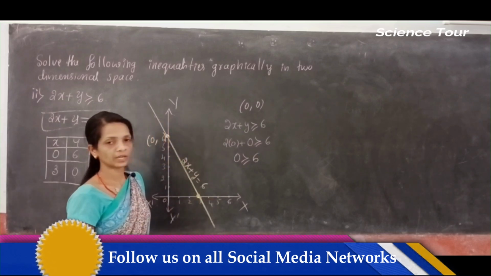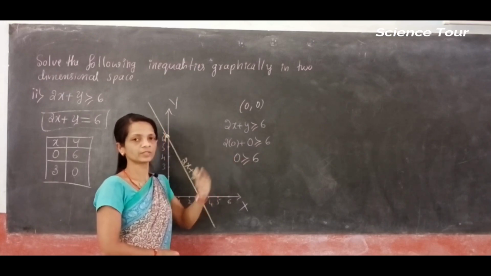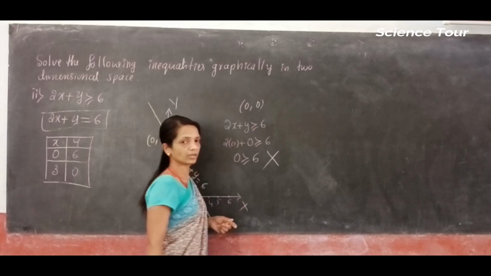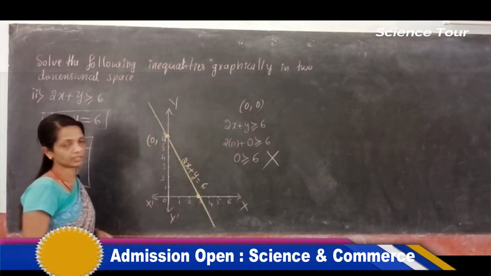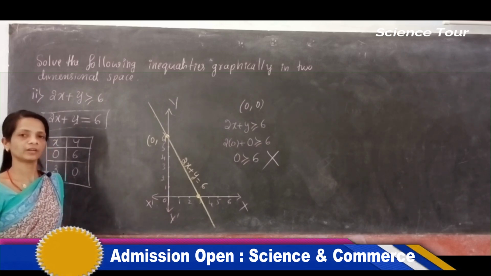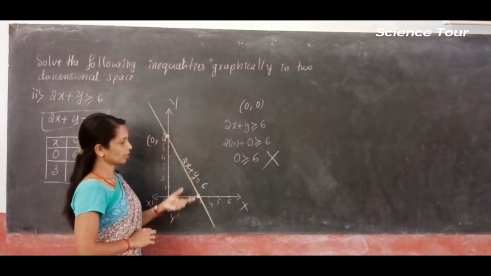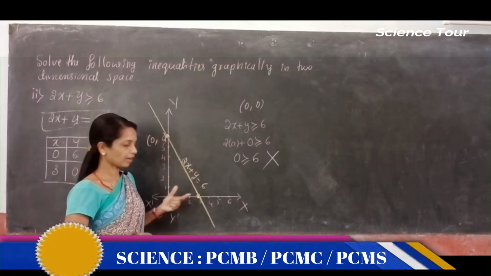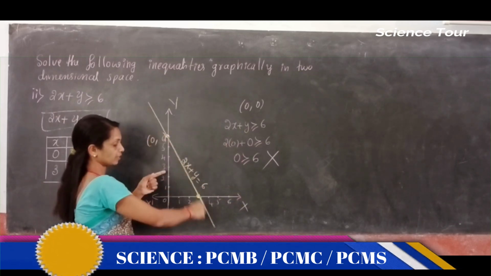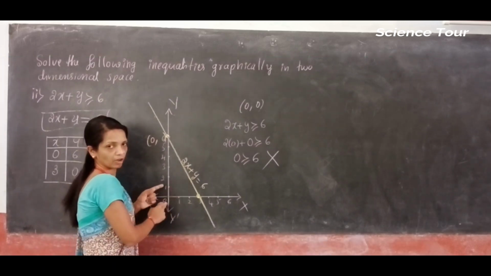Whether this inequality is a correct inequality or a wrong inequality, whether 0 is greater than or equal to 6 or not, right? So this is a wrong inequality. If you get a wrong inequality, which half plane do you have to shade? You have to shade the half plane not containing the checking point. In which half plane do you not have the checking point? See, in the upper side of this line, you do not have the checking point 0, 0. That is in the lower half plane.